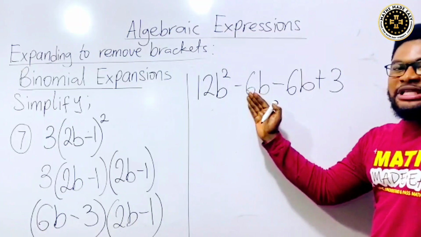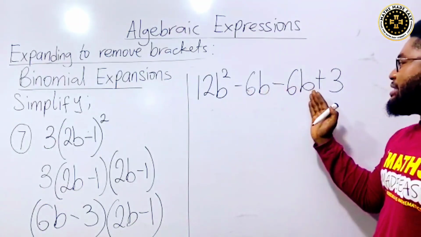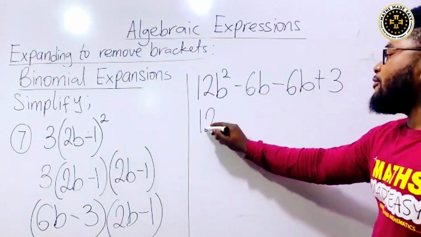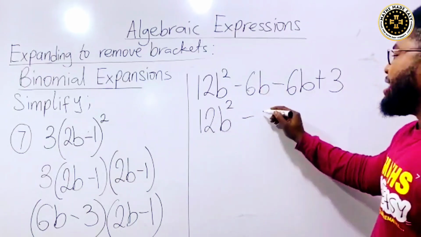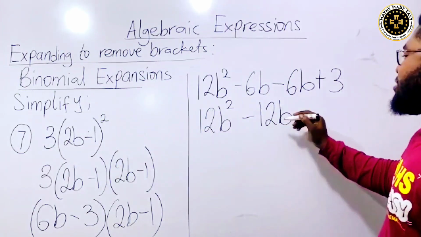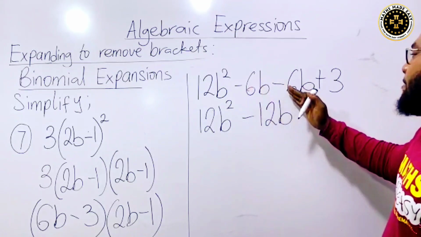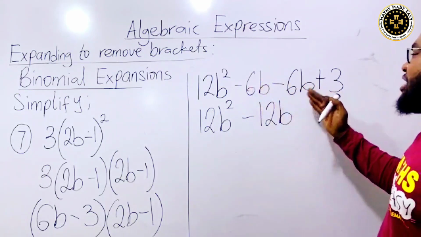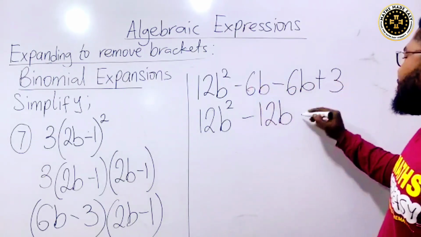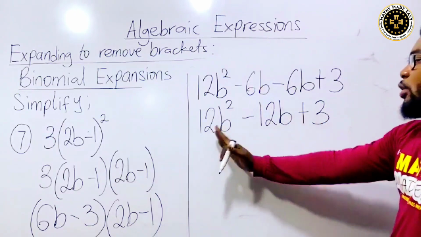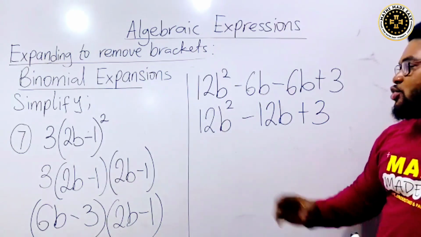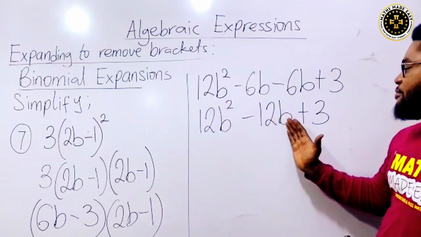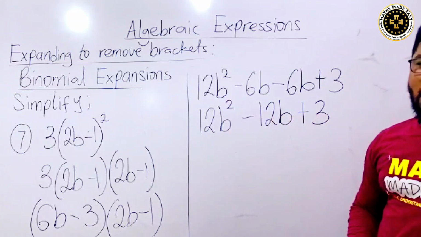We have the like terms as minus 6b minus 6b. So 12b squared minus 12b, since minus 6b minus 6b is minus 12b. Then finally plus 3. There are no like terms in the final expression. So 12b squared minus 12b plus 3 becomes our final answer.